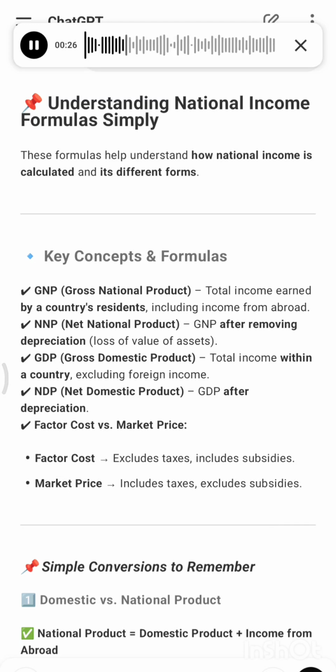GDP, gross domestic product, is the total income within a country, excluding foreign income. NDP, net domestic product, is GDP after depreciation. Factor cost versus market price. Factor cost excludes taxes and includes subsidies. Market price includes taxes and excludes subsidies.